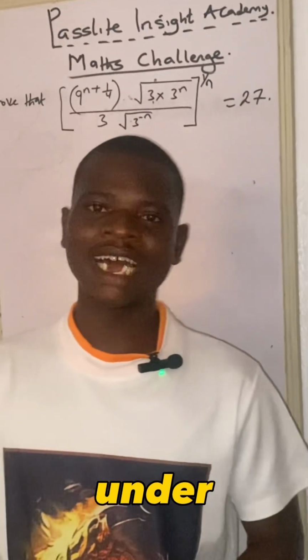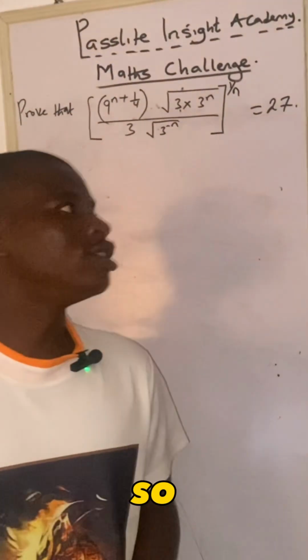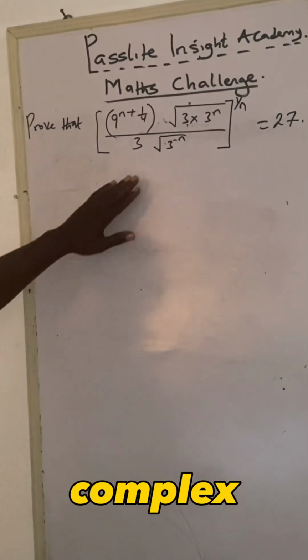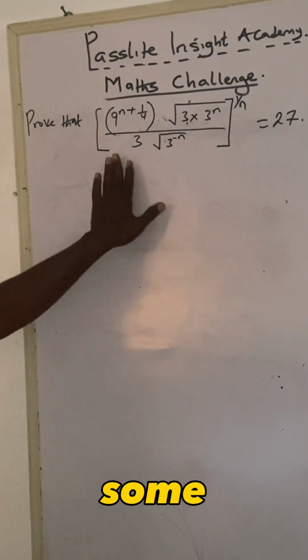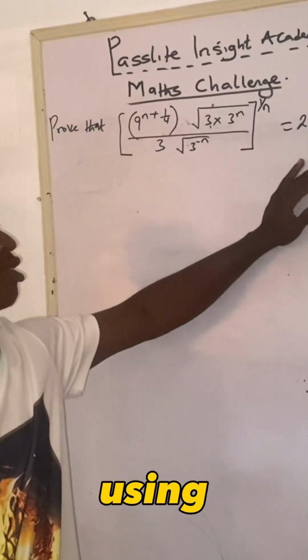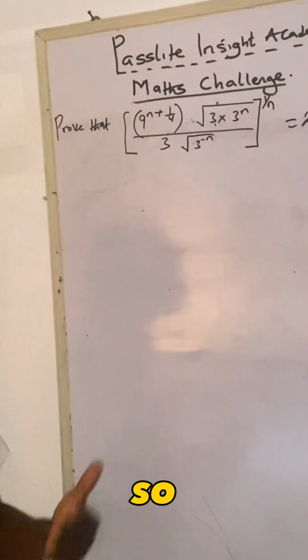So we are still under our math challenge. This is one of the questions that we're having today on indices. These complex questions on indices, we have to solve and our final answer is to be 27. So we are using all the principles of indices. So let's start and see.